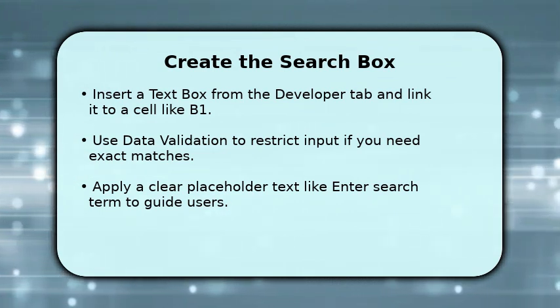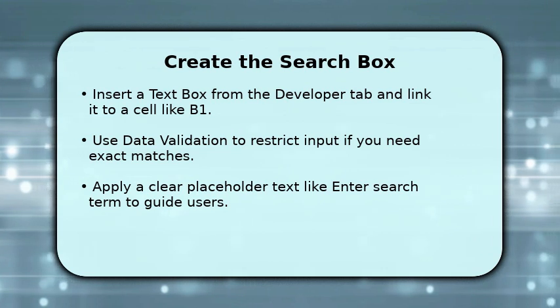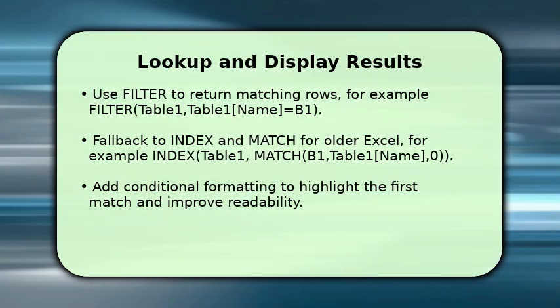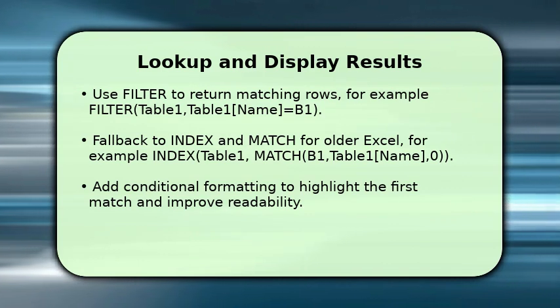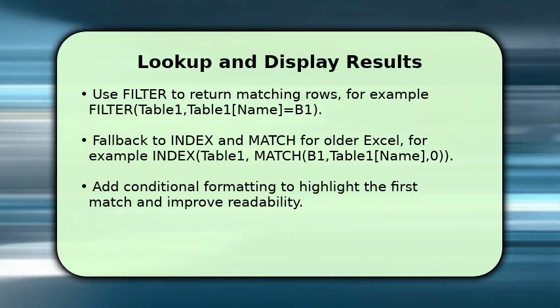Use FILTER to return matching rows, for example FILTER(Table1, Table1[Name]=B1). If you need partial matches, use SEARCH with ISNUMBER inside FILTER for substring searches. Fall back to INDEX and MATCH for older Excel, for example INDEX(Table1, MATCH(B1, Table1[Name], 0)).